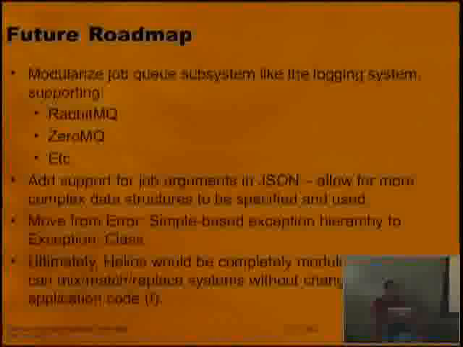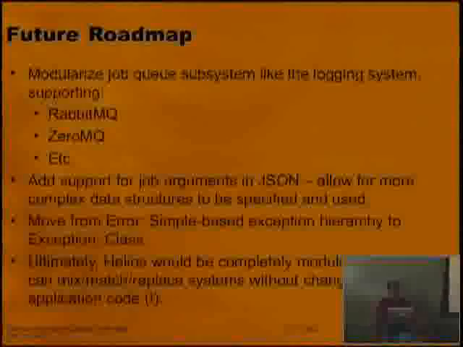So, future roadmap, where things are kind of going with Helios. As I mentioned, things are somewhat database bound now, and one of the things I really want to do is modularize Helios more, simply because a lot of people don't have the database infrastructure built to be able to take advantage of this. So one of the things is to modularize the job queue, so you can use things like RabbitMQ or ZeroMQ.